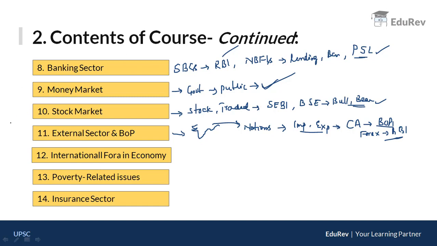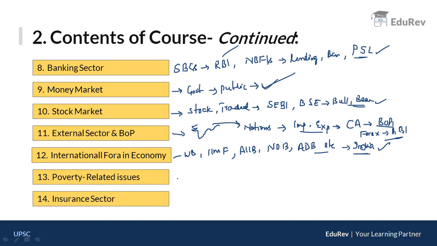Next, coming to the next chapter, which is international fora, right? What is the meaning of international fora? Here we'll be looking at certain international institutions like the World Bank, IMF, and institutions like AIIB, NDB, the New Development Bank, which is also known as the BRICS Bank, and the ADB, Asian Development Bank, etc. Their mandate, function, and the role of India and India's interests will be discussed here.